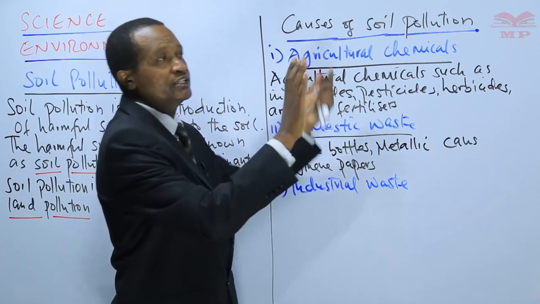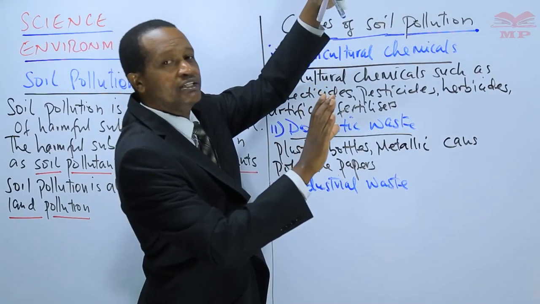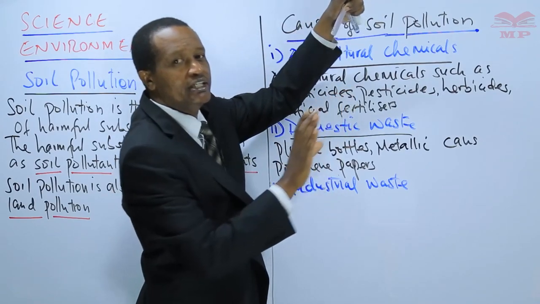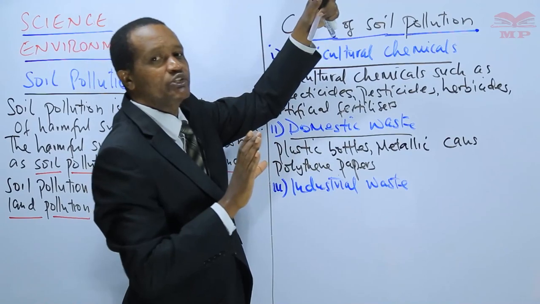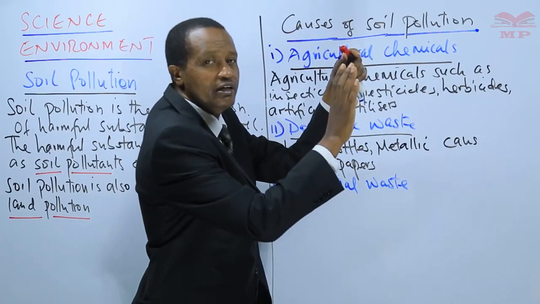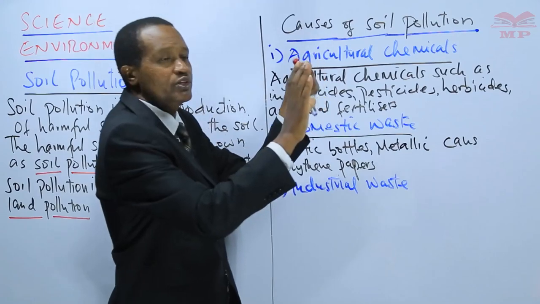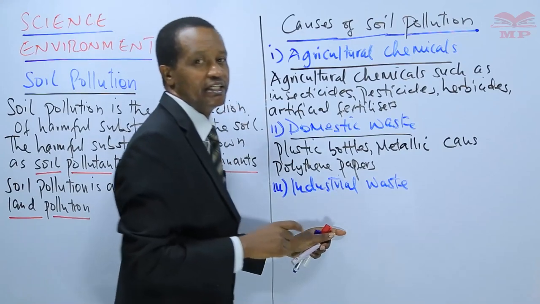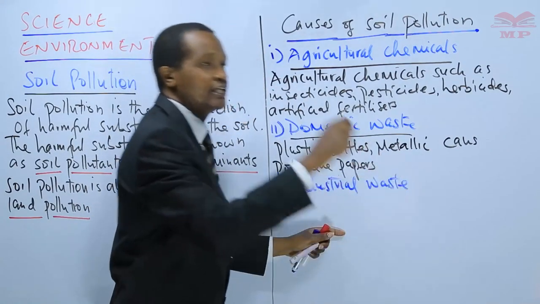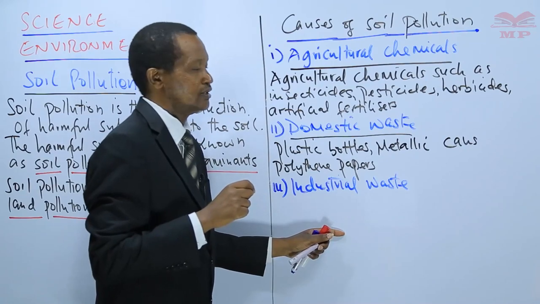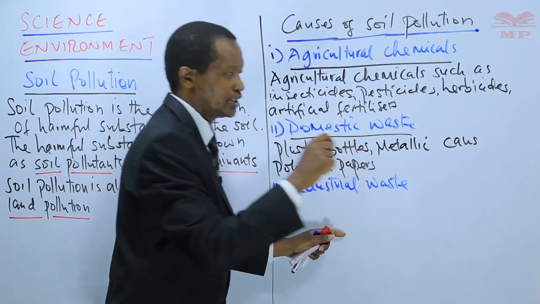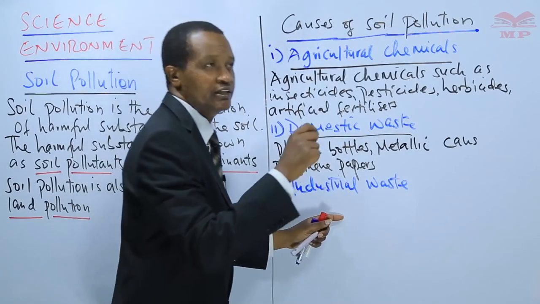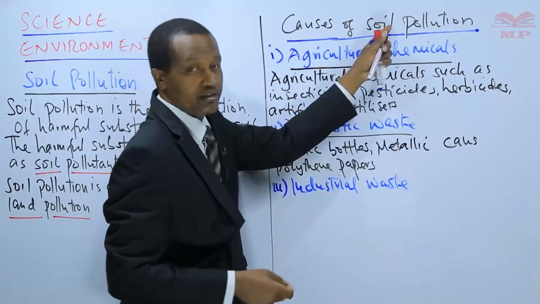and rain descends, these gases, carbon dioxide and sulfur dioxide, dissolve in the rainwater, forming acid rain. And acid rain makes soil acidic. If acid rain makes soil acidic, then we say that soil is polluted. So acidic rain pollutes the soil.